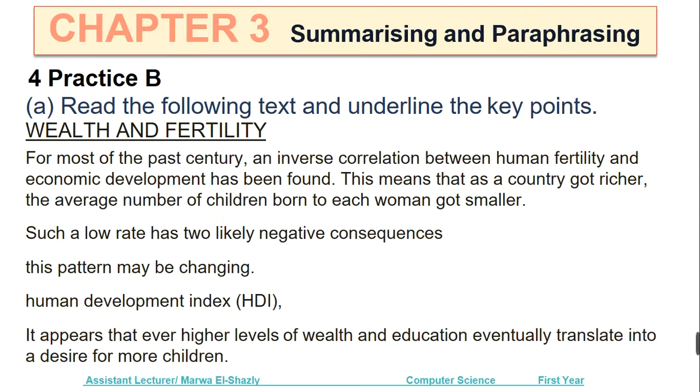بعد كده this pattern may be changing، بدأ تغيير في ارتباط كل غنى الدولة بعدد المواليد، بقلة عدد المواليد. بعد كده اتكلم عن الهيومن ديفلوبمنت اندكس او مستوى المعيشة بتاع الكونتري والإديوكيشن وكده، والتغيير اللي حصل. it appeared that ever higher levels of wealth and education eventually translate into a desire for more children. دلوقتي بقى كل ما زاد الويلث بتاع country بقى أدى إلى رغبة أكتر في وجود أطفال.